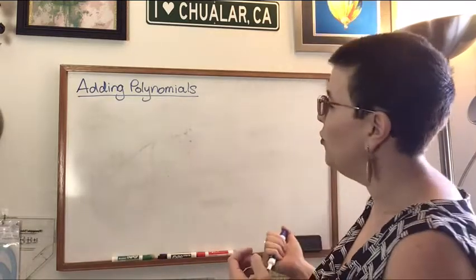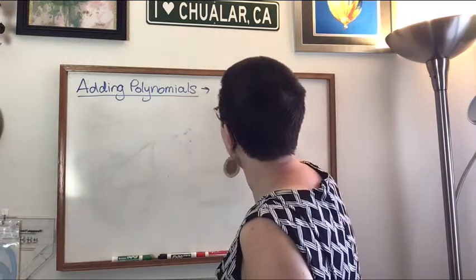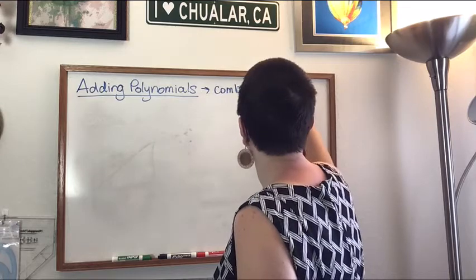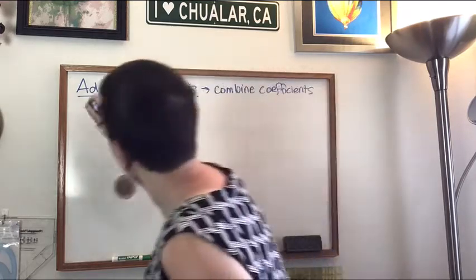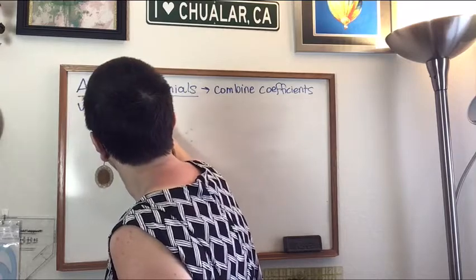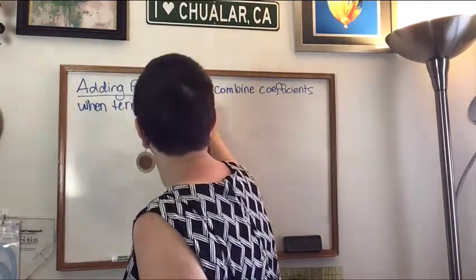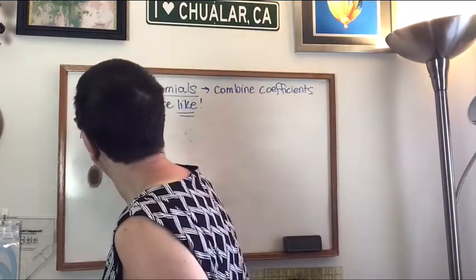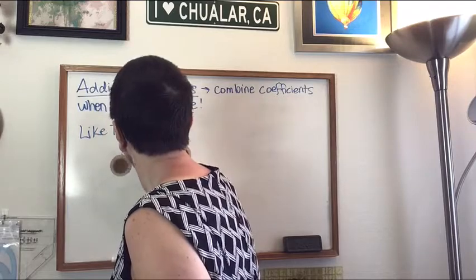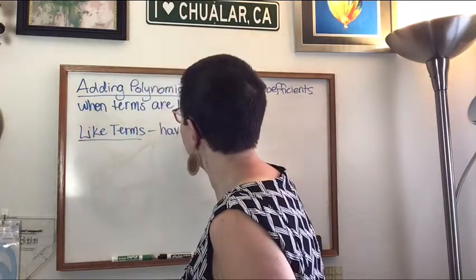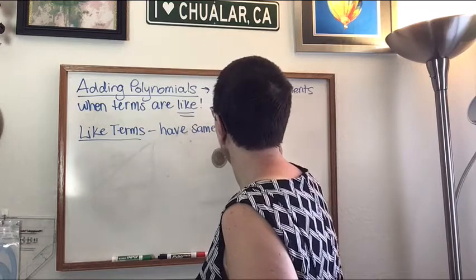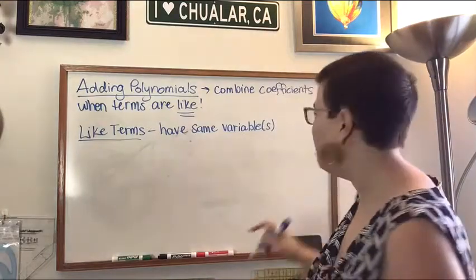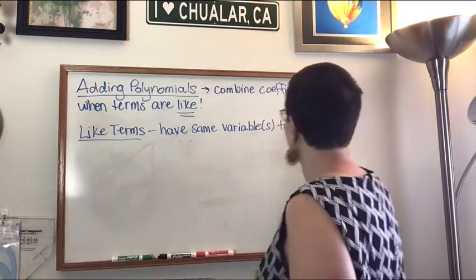All right, so adding polynomials is a way to combine coefficients, which are just the numbers in front, when terms are like. Okay, now what does like mean? Like terms have the same variable, or if there's more than one, they need to have all the same. So they have the same variables to the exact same powers.